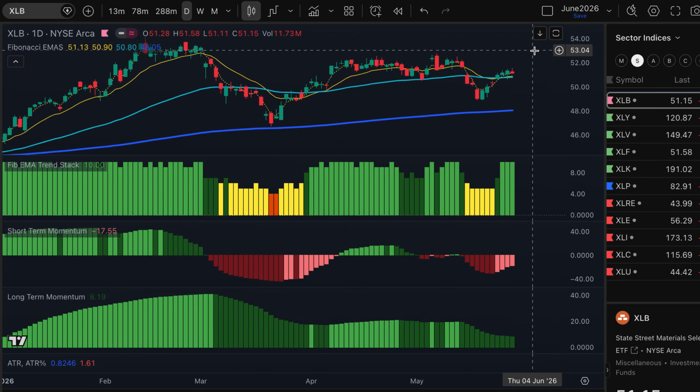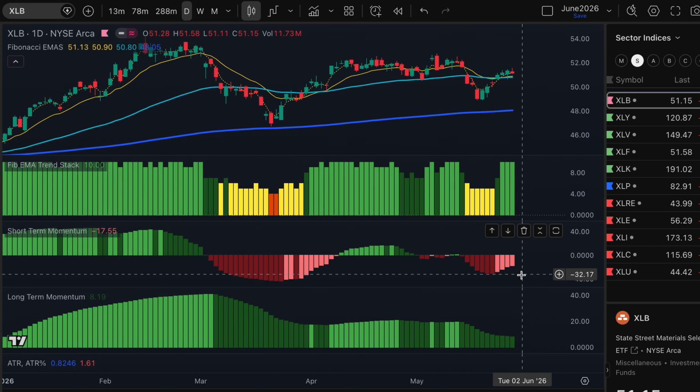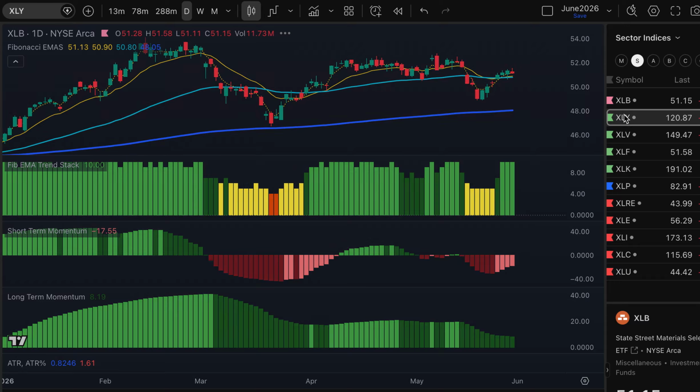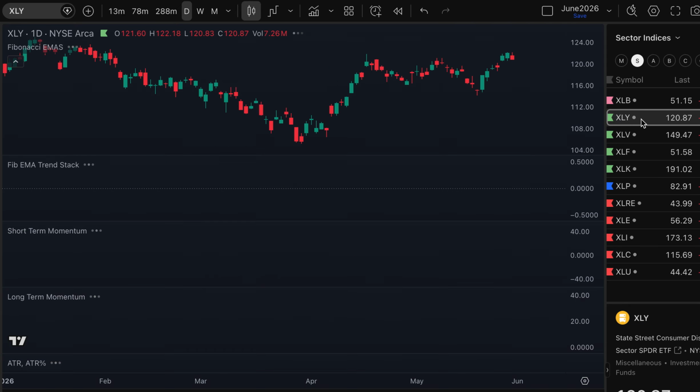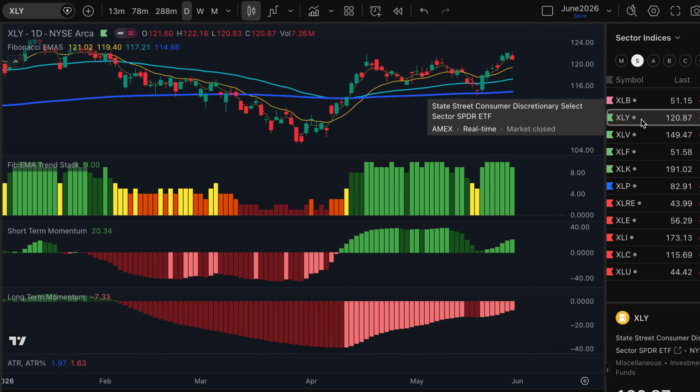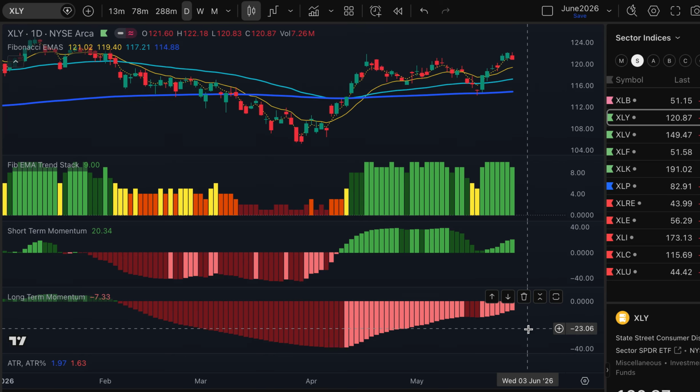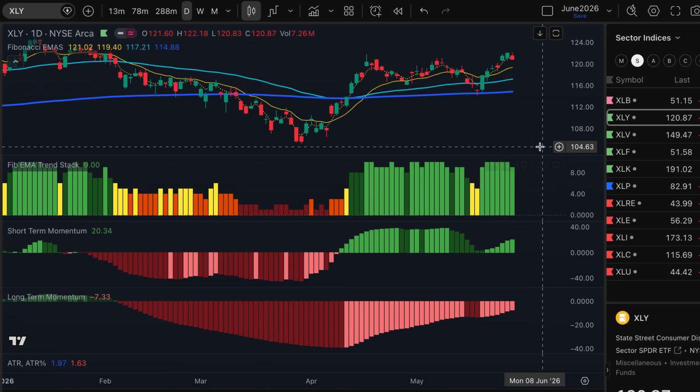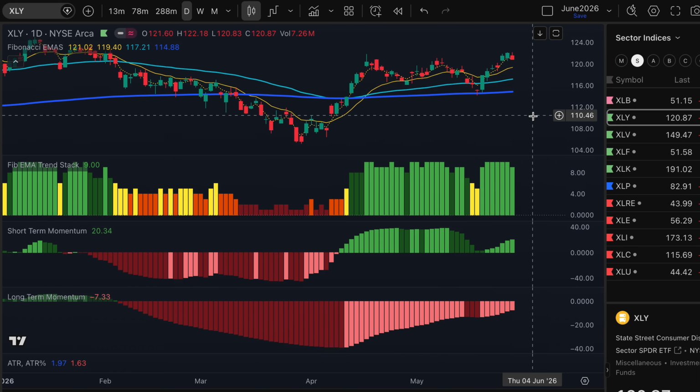So first up, XLB. We do have 10 out of 10 on the trend. The short-term momentum is gaining, but it's still red. So we're waiting for this to turn green. We'd also like to see the long-term momentum shift from dark green to bright green. The discretionary sector, XLY, looks good. We've got the long-term momentum still light red, but it's increasing. Short-term momentum is green and increasing, and the fib EMA trend stack is 9 out of 10.